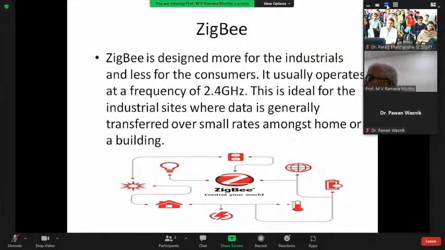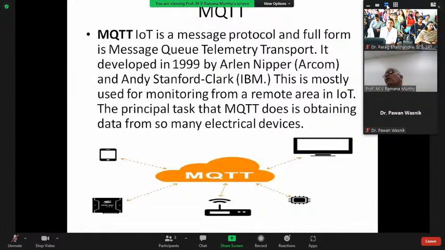Now, this is called Zigbee. The name itself says that Zigbee is designed basically for industrial applications, industrial automation procedures, and it usually operates at a frequency of 2.4 gigahertz. This is ideal for the industrial side, where data is generally transferred at small rates within a home or a building. So this is Zigbee. If you want to control your world, this can deal with any kind of industrial automation procedure. You can adopt it. Now, next is Zigbee, MQTT, AMQP.